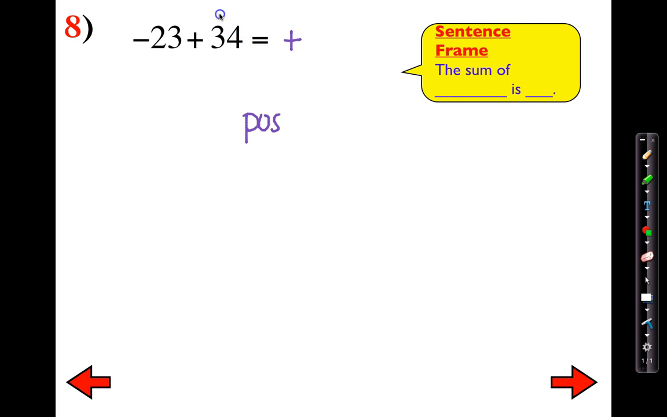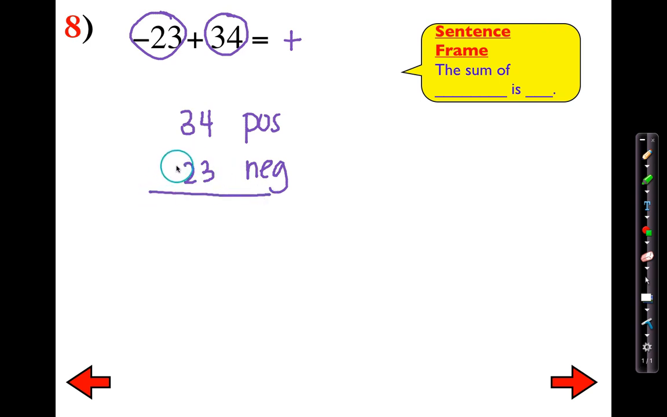Well, here I can see there are 34 positives. And then what about negatives? Well, according to this, there are 23 negatives. So now the question is, well, how many more positives are there than negatives? Well, to do that, you need to find the difference between the two. How many more positives are there?